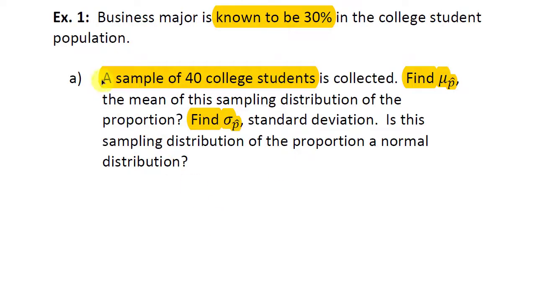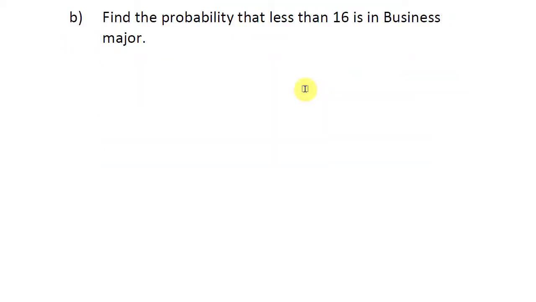So in part A, we picked a sample of 40 college students. And for that reason, we want to find out that in this sample that we picked, what's the chance that the count of those business major students being less than 16. And so once again, part B and part A of our current example 1 are connected. So now back on my writing board here.